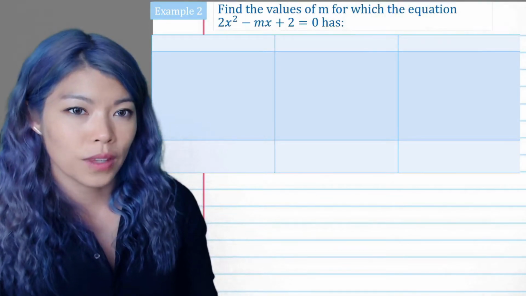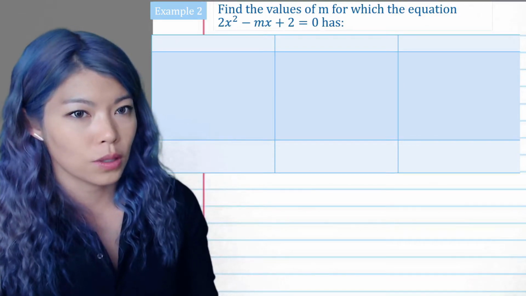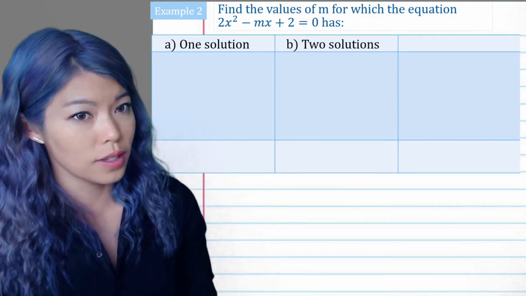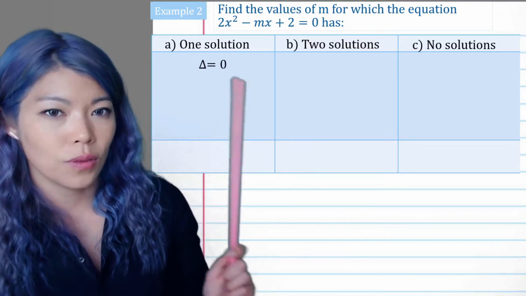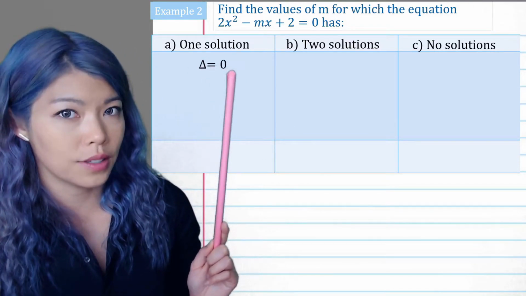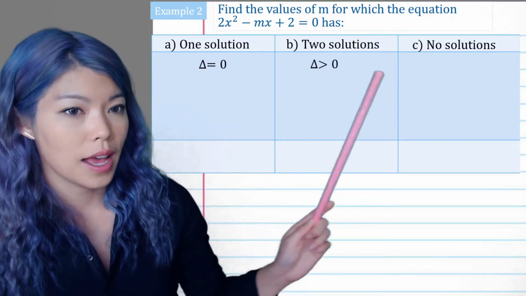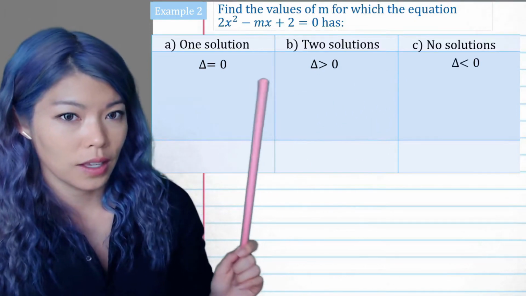Example 2. Find the values of m for which the equation 2x squared minus mx plus 2 equals 0 has one solution, or two solutions, or no solutions. So how do we do that? One solution means the discriminant is 0. Two solutions means the discriminant is greater than 0, and no solution means the discriminant is less than 0. So let's work it out.